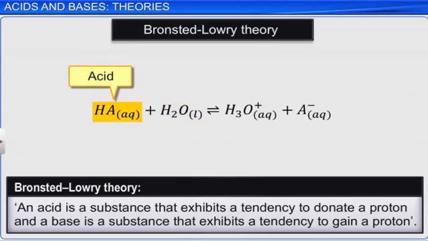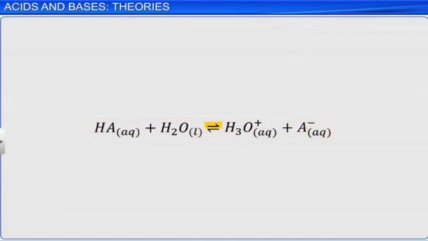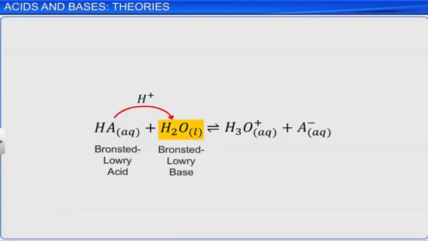Consider a generic acid-base reaction: HA plus water in equilibrium with H3O+ and A- ions. In the forward reaction, HA donates a proton to water and thus acts as a Bronsted-Lowry acid, while water accepts the proton and acts as a Bronsted-Lowry base. Did you notice that water, which acts as a Bronsted-Lowry base, has turned into a Bronsted-Lowry acid after accepting the proton, and the species HA, which acts as a Bronsted-Lowry acid, has turned into a Bronsted-Lowry base after donating the proton?